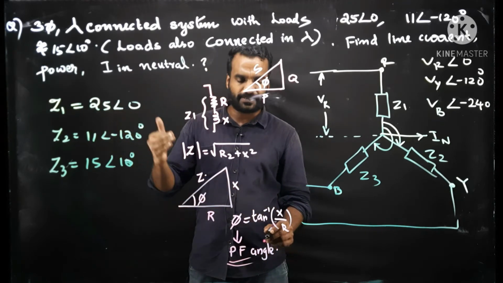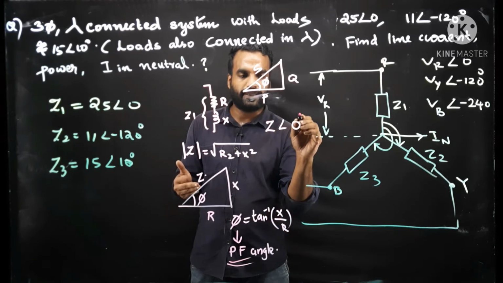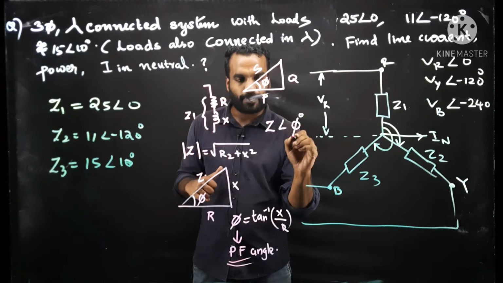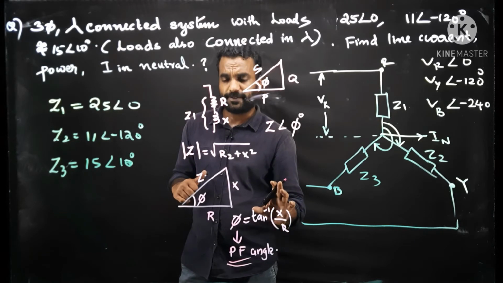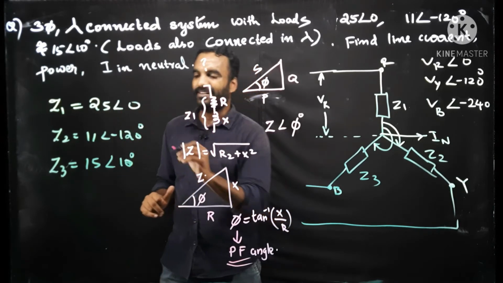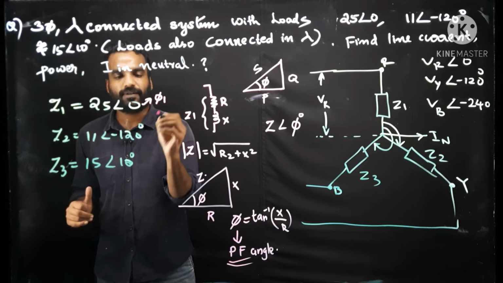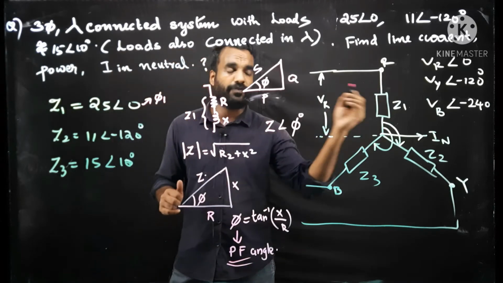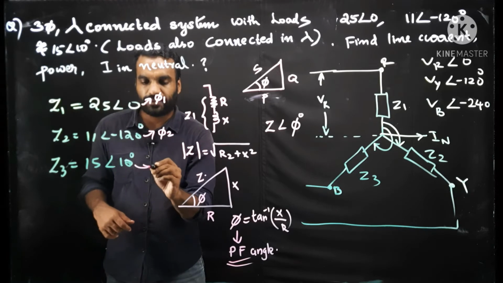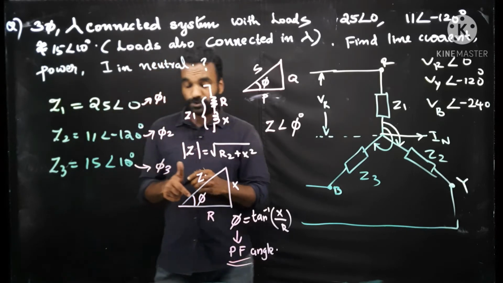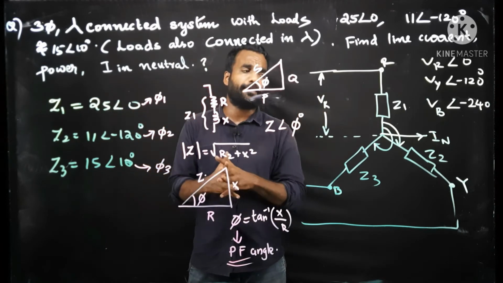Such an angle, if you specify it as some degree, is nothing but the power factor angle, which is tan inverse of X by R. So, these are the power factor angles. This one, 25 angle 0, is phi 1, the first load's power factor angle, this one is the second load's power factor angle, and this one is the third load's power factor angle. So, these are the things that we can analyze from the given data.